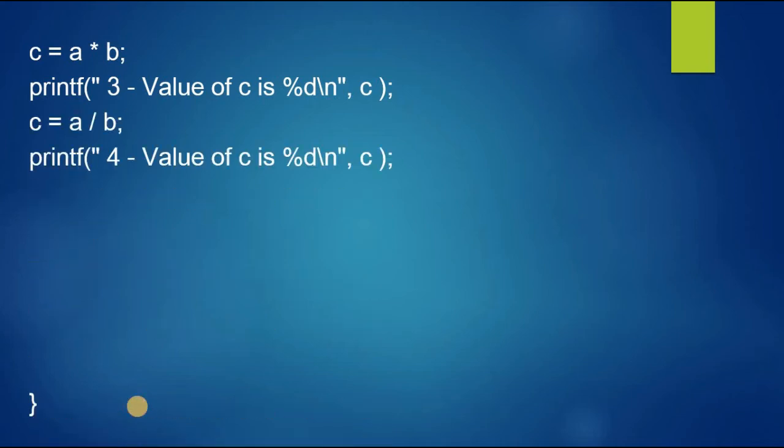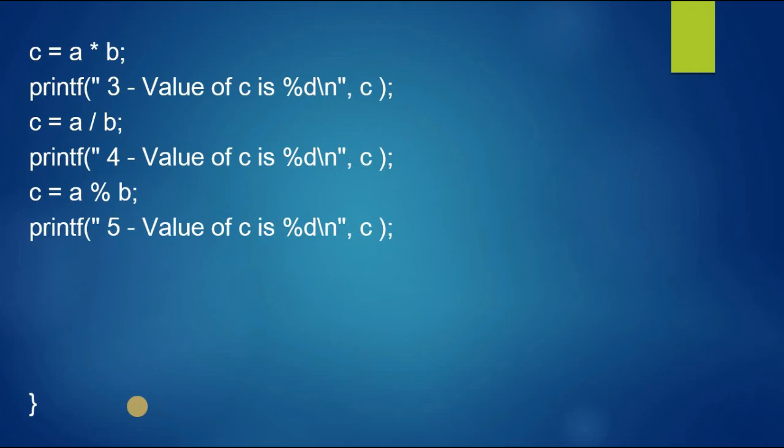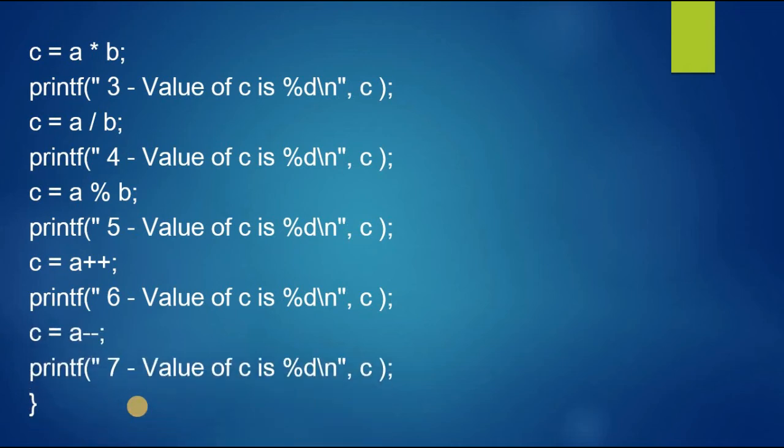The fourth operation is c equal to a divided by b. Then we are printing the result for c. The fifth operation is c equal to a modulus b. Then we are printing the result for c. The next operation is the increment operator, that is c equal to a plus plus. Then we are printing the result for c. The seventh operation is the decrement operator, that is c equal to a minus minus. Then we are printing the result for c.